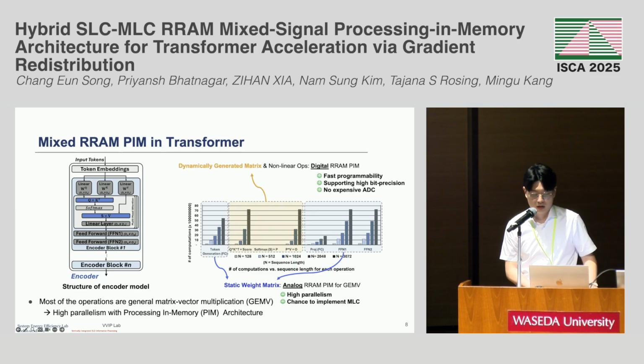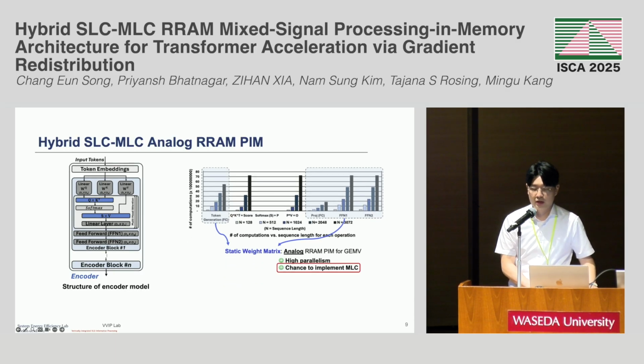On the other hand, for the dynamically generated matrix during self-attention, since some of the operations require high bit precision and fast write operation, we implemented the digital RRAM PIM operation, which doesn't require the expensive ADC and has fast programmability.